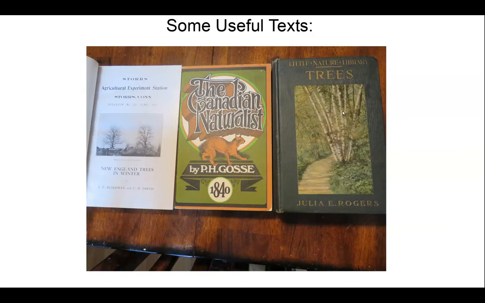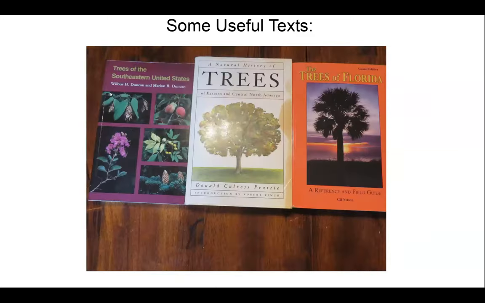Trees by Julia Rogers. There's an amazing photograph, or maybe a painting, of an American elm in this book. It's a gigantic tree. If you can find that, I recommend checking out the book. That's from 1917, Rogers' book. Three more, and then we'll get into the content.